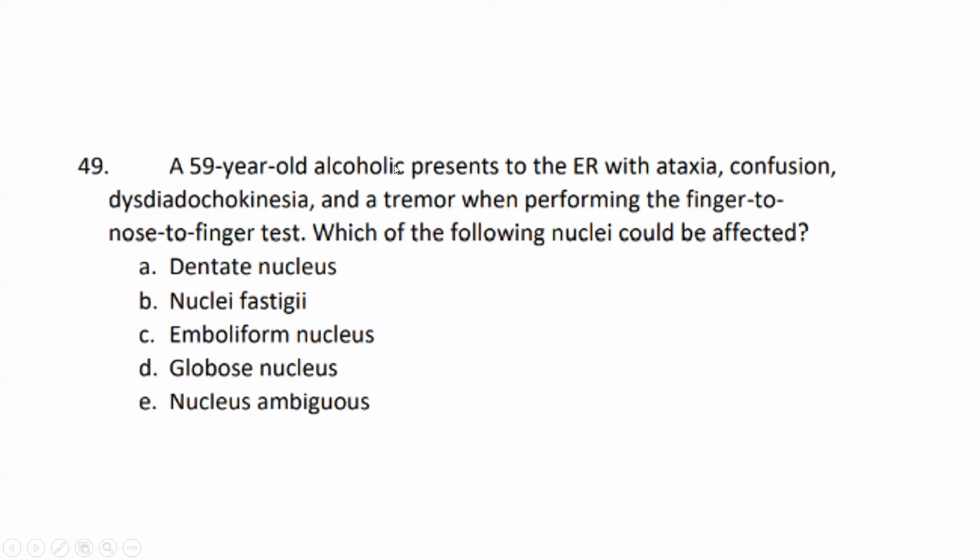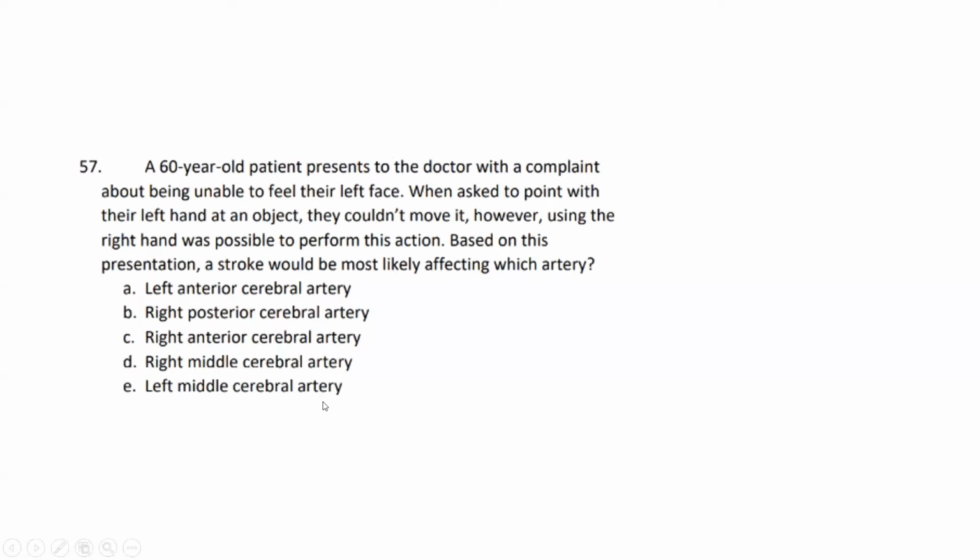The next case is going to be a 59-year-old alcoholic. She presents with ataxia, confusion, dysdiadochokinesia, and a tremor when performing the... Okay, previous question. The answer was the right middle cerebral artery. Basically we have the patient that's unable to feel their left side, and they are unable to move their left side. And so we have some sort of damage to both the parietal and the frontal lobes. And so in this case, the damage happens to the middle cerebral artery.